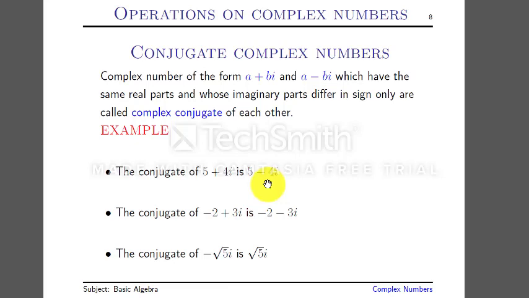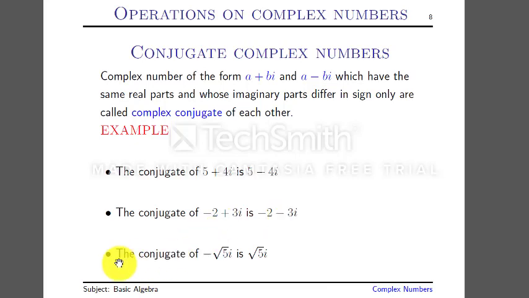And vice versa is also true. The conjugate of -2 plus 3 iota is -2 minus 3 iota. We can see here that in order to find the complex conjugate of a complex number, we have to change only the sign of the imaginary part. We will not change the sign of the real part. Here the real part is 5, and in the complex conjugate the real part is 5. Here the imaginary part is 4, and in the conjugate the imaginary part is -4. Similarly, the real part is -2 in both, but the imaginary part is 3 and here it is -3. We have to change the sign of the imaginary part in order to get the complex conjugate of a complex number.